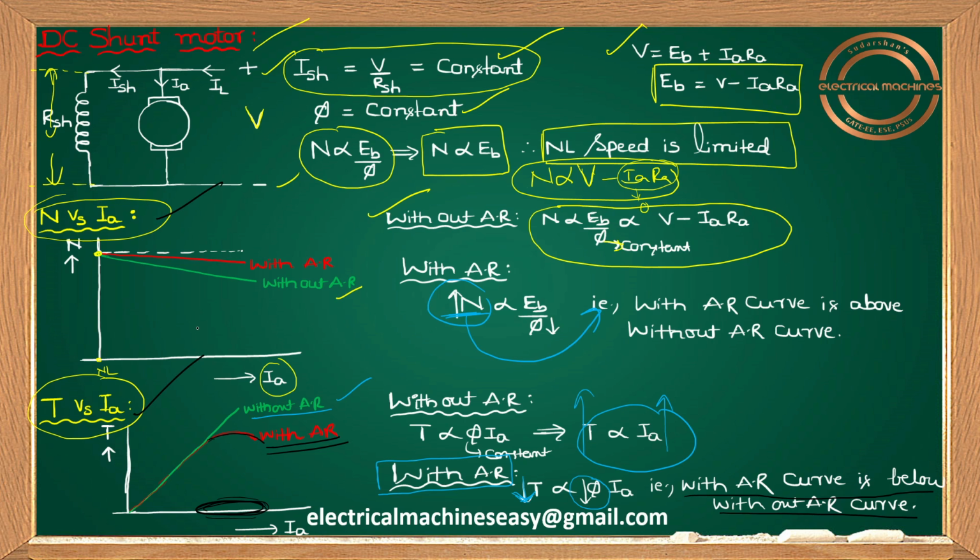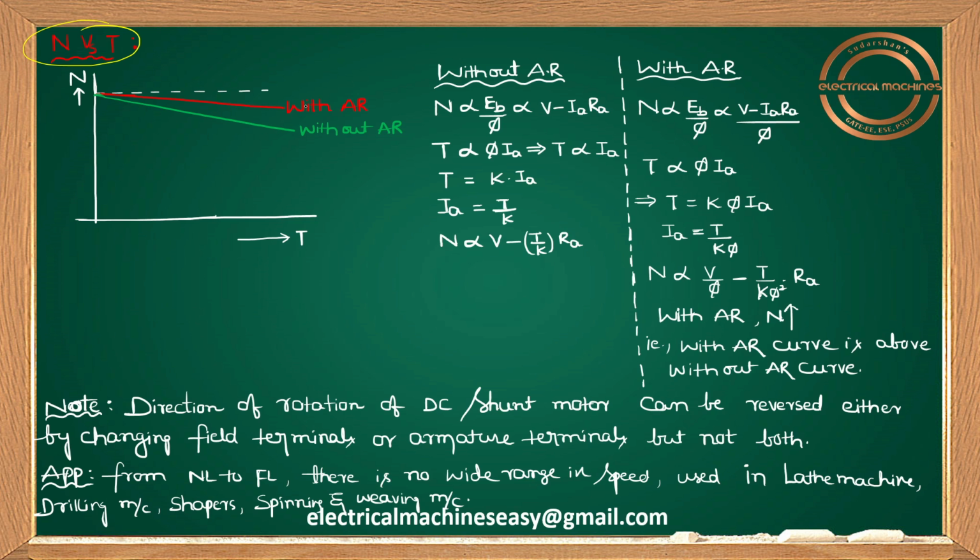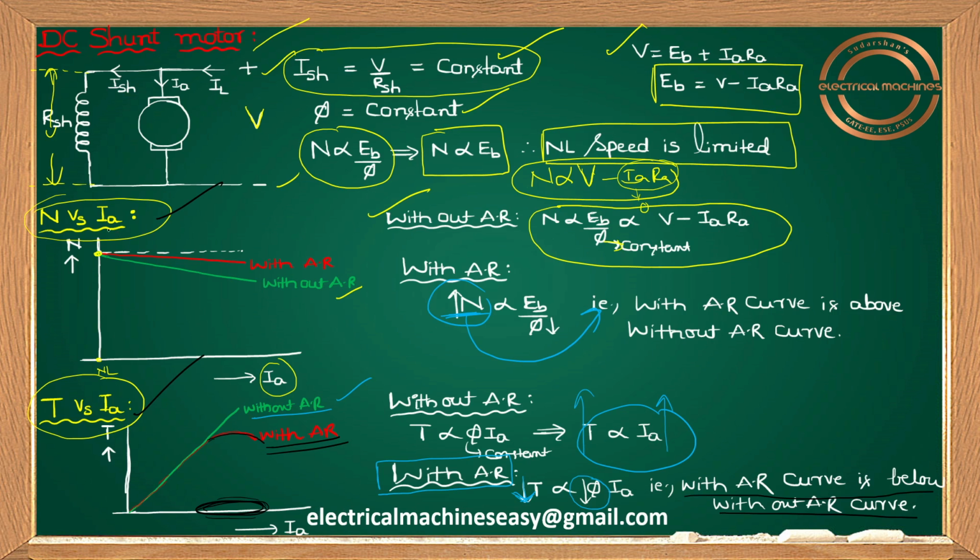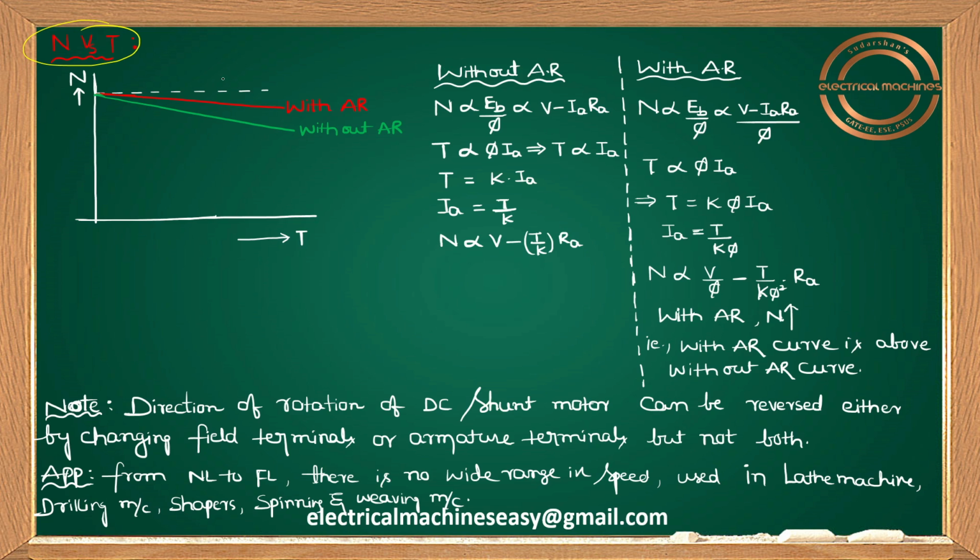Now let me take N versus T. This N versus T is almost the same as N versus IA. I need the N equation in terms of torque. Let me discuss first without armature reaction, then with armature reaction. N is proportional to EB by flux, and flux is constant in a DC shunt motor. In place of EB, I can write V minus IA RA. But this is the N equation in terms of IA, and I need it in terms of torque.